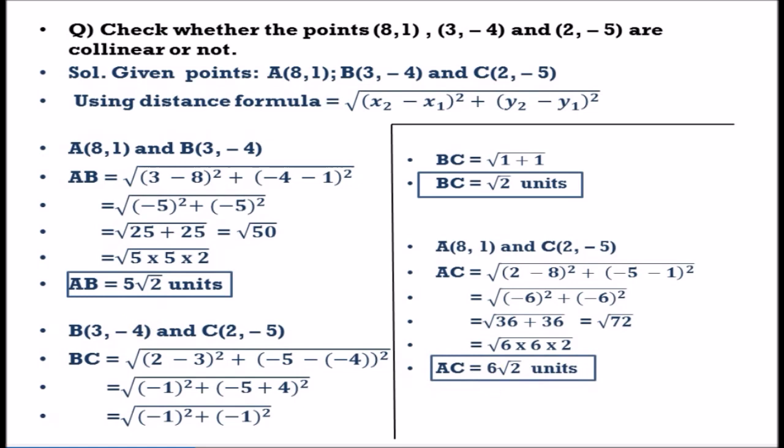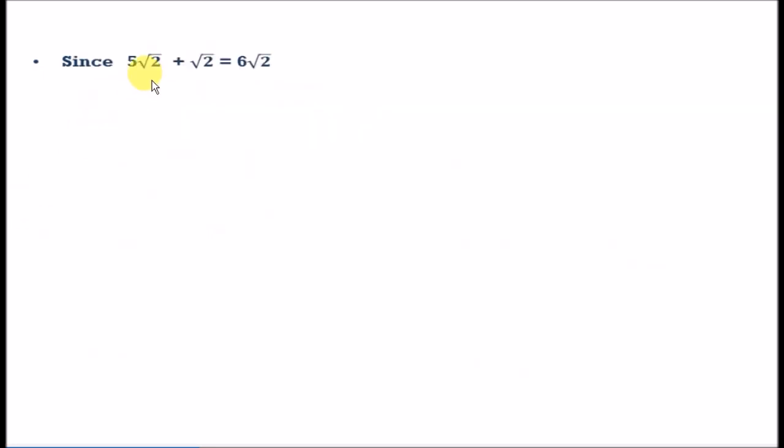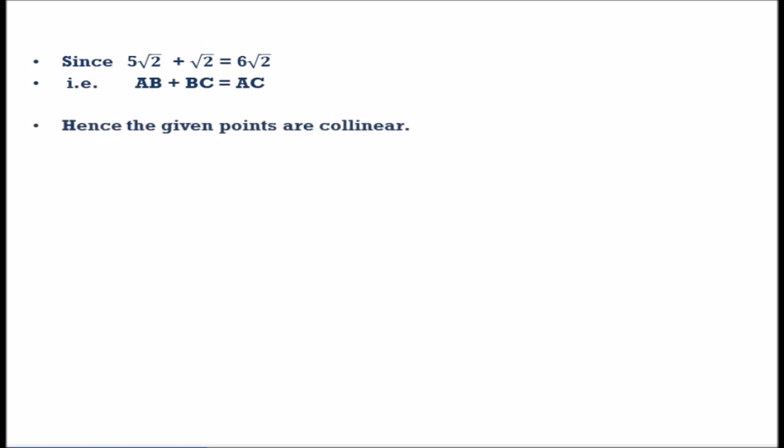So we have got all three distances. Now see whether the sum of any two distances can result into the third. Definitely we have, since 5 root 2 plus 1 root 2 results into 6 root 2, that is AB plus BC is equal to AC. So this fulfills the condition for collinear points. So we can conclude, hence the given points are collinear. The question is done. Now let's do another question.